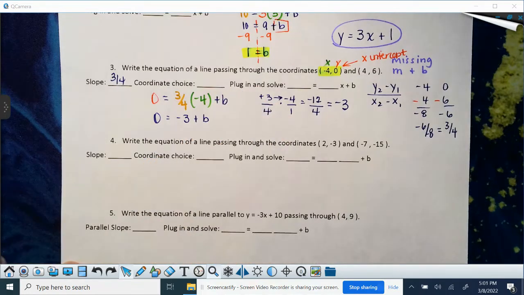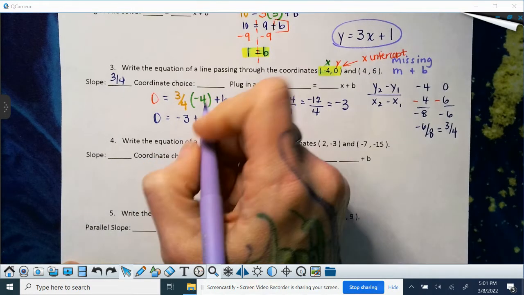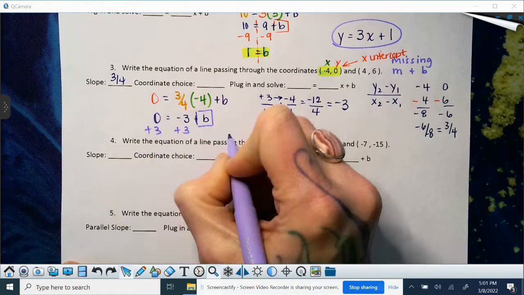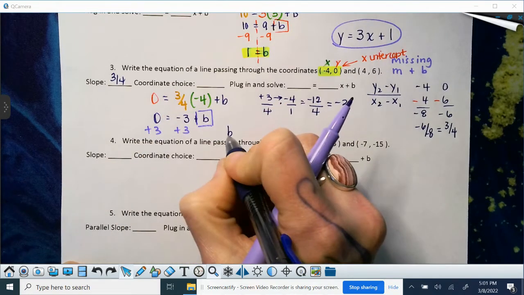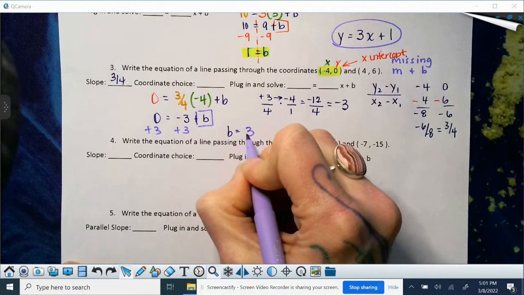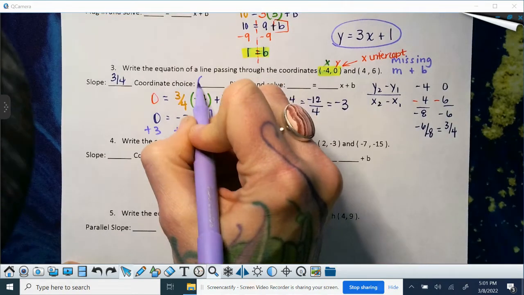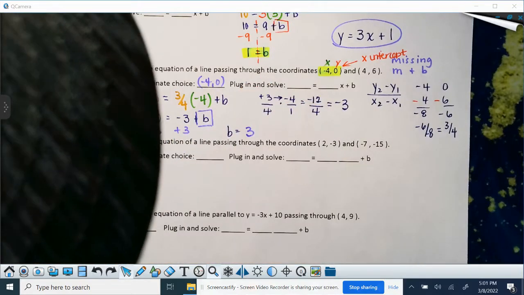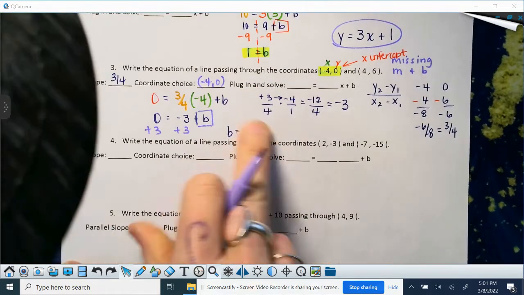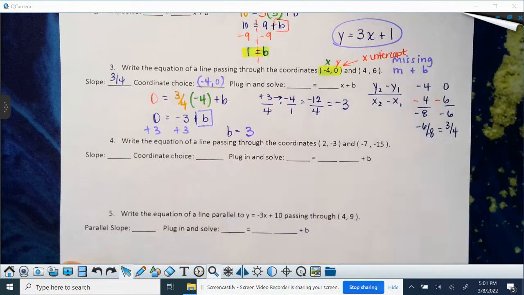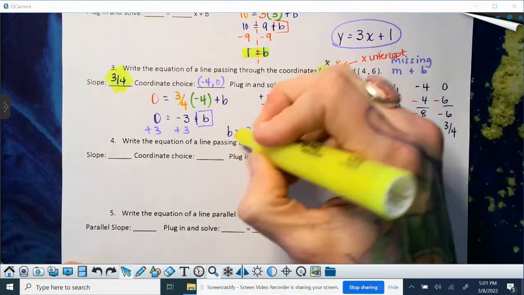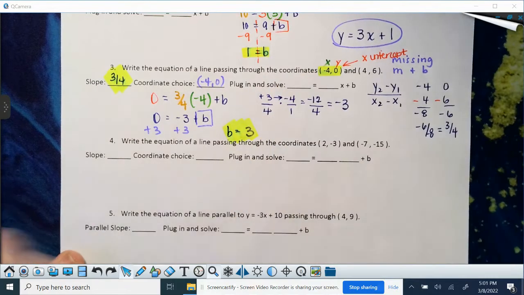We need to get b by itself, and right now that -3 is over there with b. So we're going to add 3 to both sides. And so our b value is 3. And our coordinate choice, if we're trying to fill in our notes completely, we decided to use -4, 0. We're going to plug in and solve, which is what we did. We have the things that we need, and that would be our slope, that 3/4, and then our b value of 3. And we can write our equation.